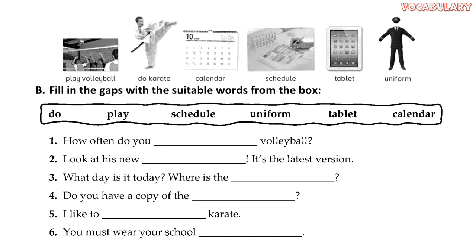The next set here we have play volleyball, do karate, calendar, schedule, tablet, and uniform. Number one, how often do you blank volleyball? Very good, it's play volleyball. Look at his new blank, it's the latest version. What can be the latest version? Of course, he's talking about an electronic gadget, a new tablet.